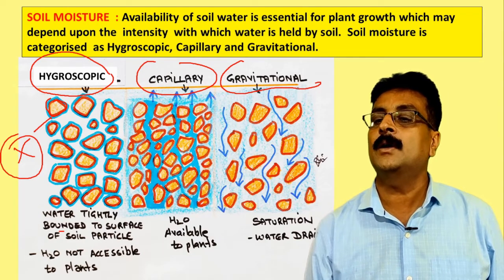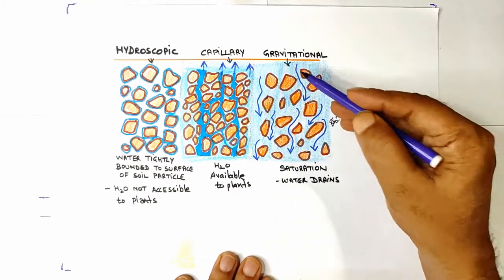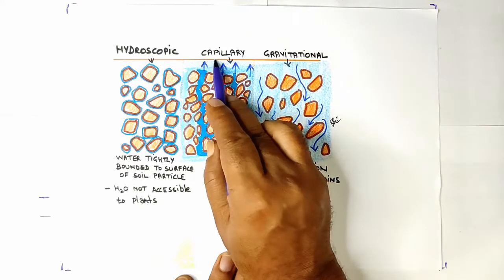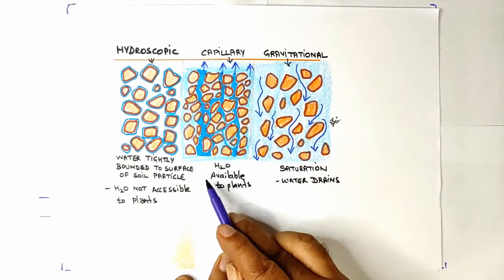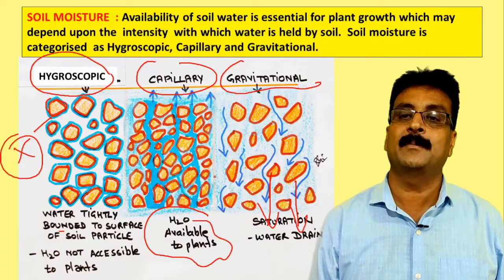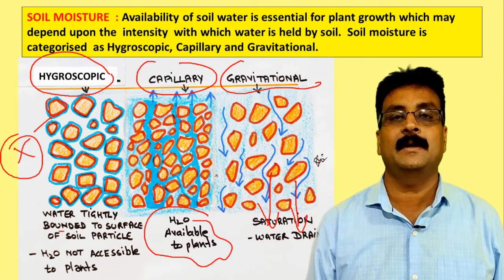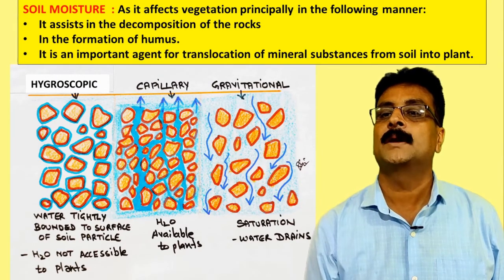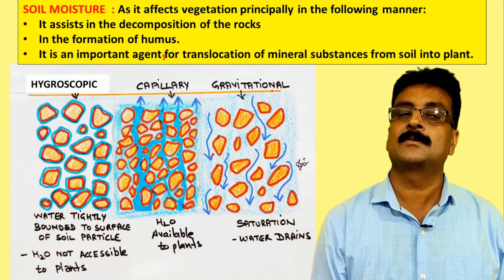Then gravitational water is up to the field capacity, you can see saturation, and it is going down due to gravity. What is available is capillary. Capillary water is very important and is available to the plant because it goes against gravity. So there are three types of moisture: hygroscopic, capillary and gravitational. Among that, capillary is very important because it principally affects the vegetation, because it assists your soil moisture.